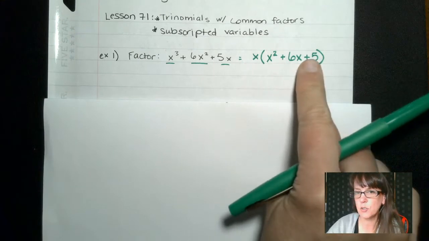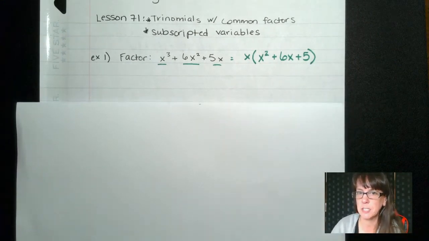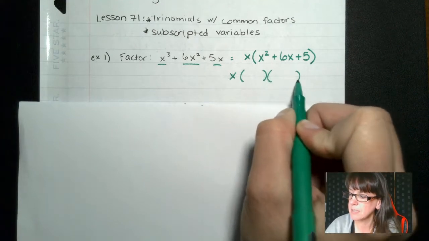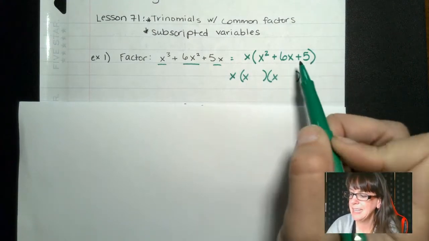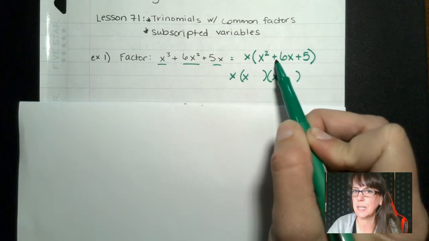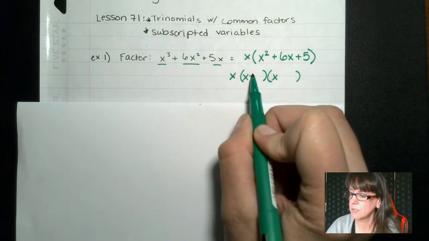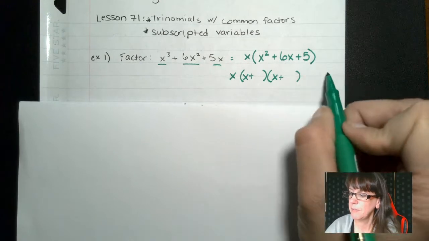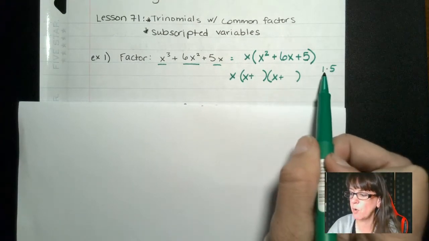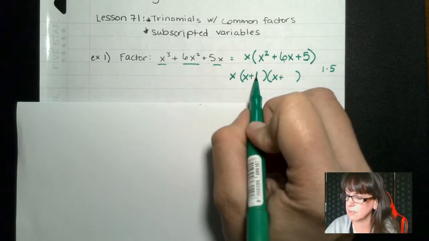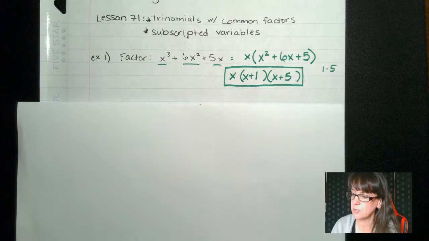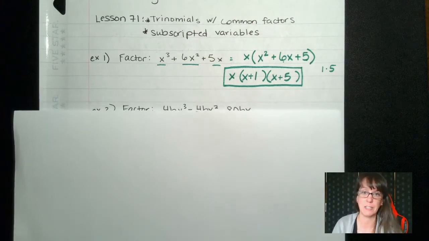Now, this trinomial here, I can also factor. We go x, and then we're going to split this up like this. We're going to put x in the front, x in the back. Because it's positive, same signs, this tells me positive, positive. So plus and plus. Factors of 5 are just 1 and 5. I need a positive 1 and a positive 5. That'll give me positive 6. So kablam, I have just factored that trinomial that has a common factor in front of it.